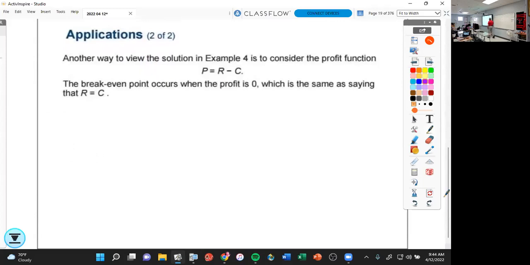Another way to view the solution, example 4, is to consider the profit function. Profit is equal to revenue minus costs. The break-even point is when profit equals 0, which is the same thing as saying R equals C.